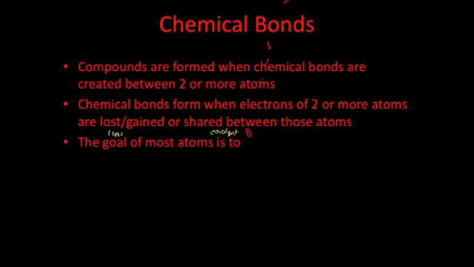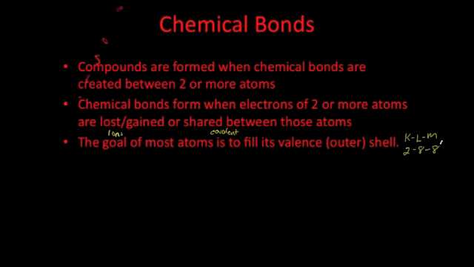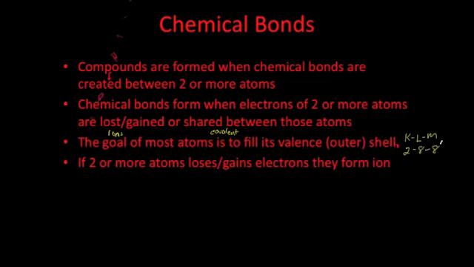The goal of most atoms is to fill its valence shell, its outermost shell. If you remember, the shells we've been focusing on are the K, L, and M shells, the first three. To fill the K shell, an atom has to have 2 electrons. To fill the L shell, you have to have 8 more. And to fill the M shell, you have to have 8 more on top of that. So if 2 or more atoms lose or gain electrons, we said, they form ions, and thus ionic bonds and ionic compounds.